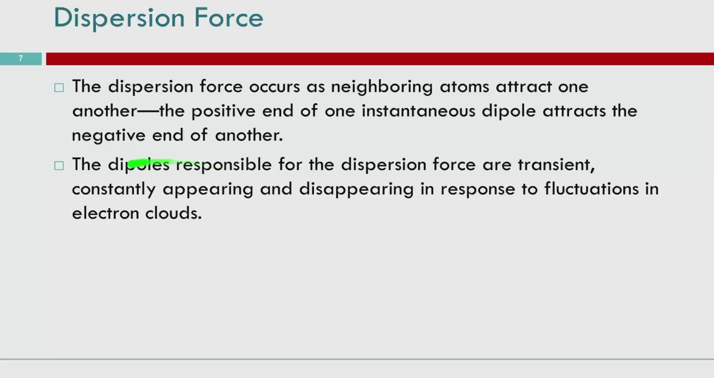The dipoles responsible for the dispersion force are transient, meaning they're there and gone. It's like somebody flicking a light switch on and off as fast as they can. The forces are on, they're off, they're on, they're off. They're really fast.